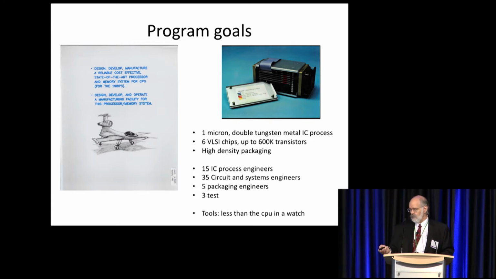technology. So what it ultimately looks like is this card cage, and it had a bunch of boards that went in there, and what was included in that was a 1-micron double tungsten metal process, 6 VLSI chips, each up to 600,000 transistors, special packaging, and all this was done with 15 IC process engineers and 35 circuit and system designers, and a couple guys to work on the packaging, and 3 test people, which turned out to be very important.